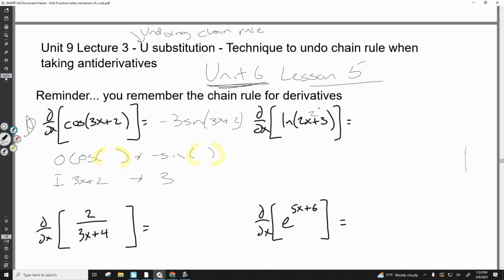Take the derivative of this. Change this to log 2x squared plus 3, just so I can show you something. Take the derivative of log 2x squared plus 3. You know how to do the chain rule, you'll know how to undo the chain rule.